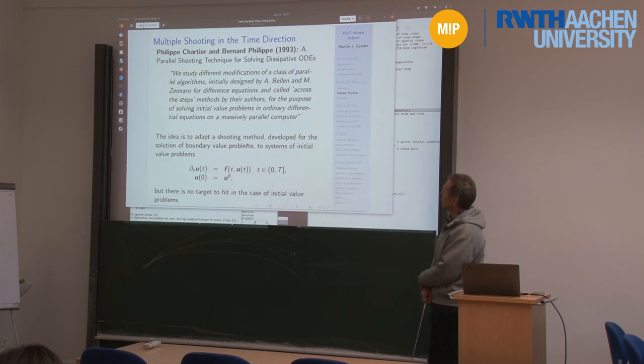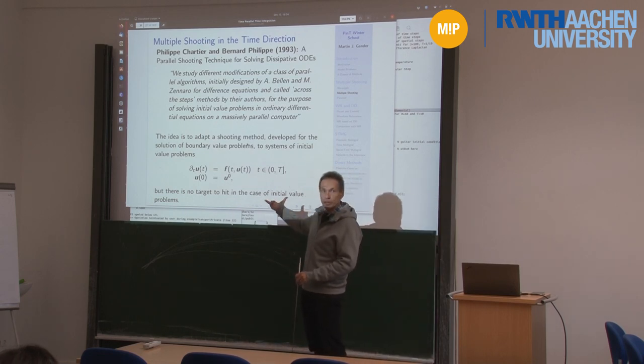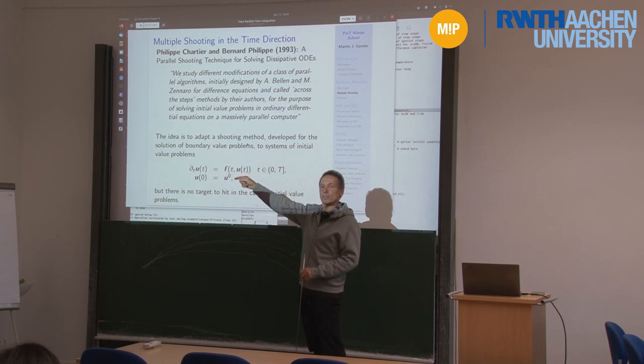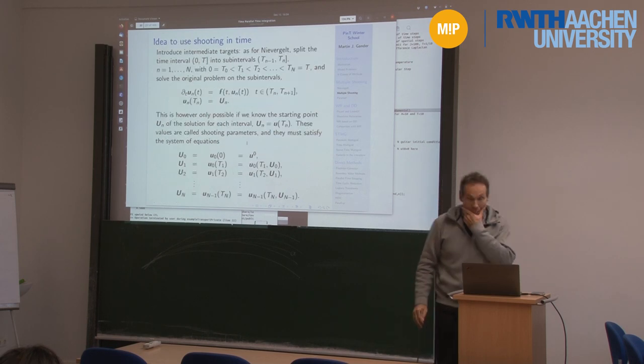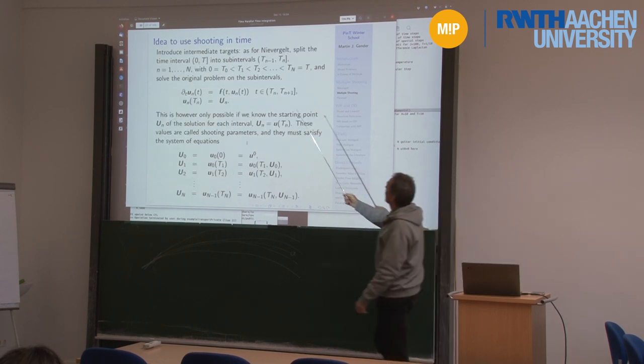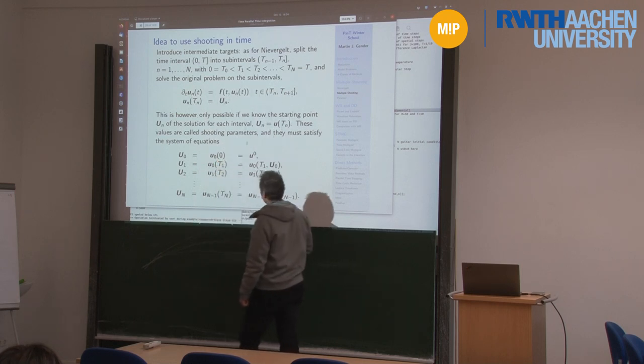And so the idea is to adapt a shooting method. A shooting method which was developed, like I've shown you, for boundary value problems, but now for initial value problems, where there is no target. There's nothing to hit. But they want to get a shooting method for this. So how do you do this? You do it like Nievergelt. You introduce a decomposition of the time interval into several subintervals, and you pose the problem on each subinterval.